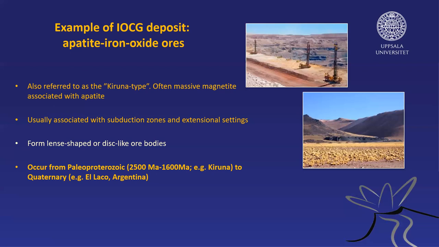They form lens-shaped or disc-like ore bodies. And they occur from the Paleoproterozoic, we are talking about 2,500 million years to 1,600 million years. And that is the case for the Kiruna deposit. But we also have Quaternary deposits, and that is the case of El Laco in Argentina.